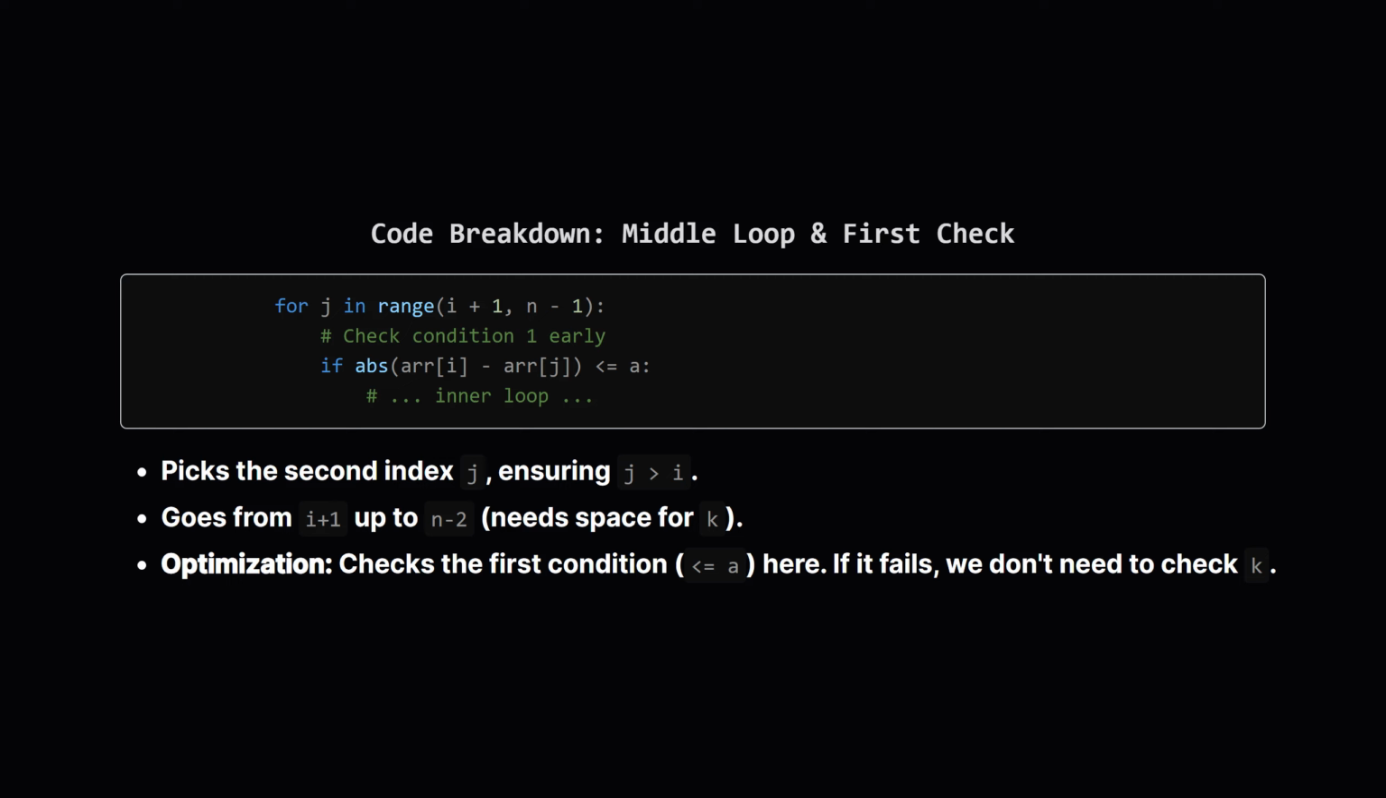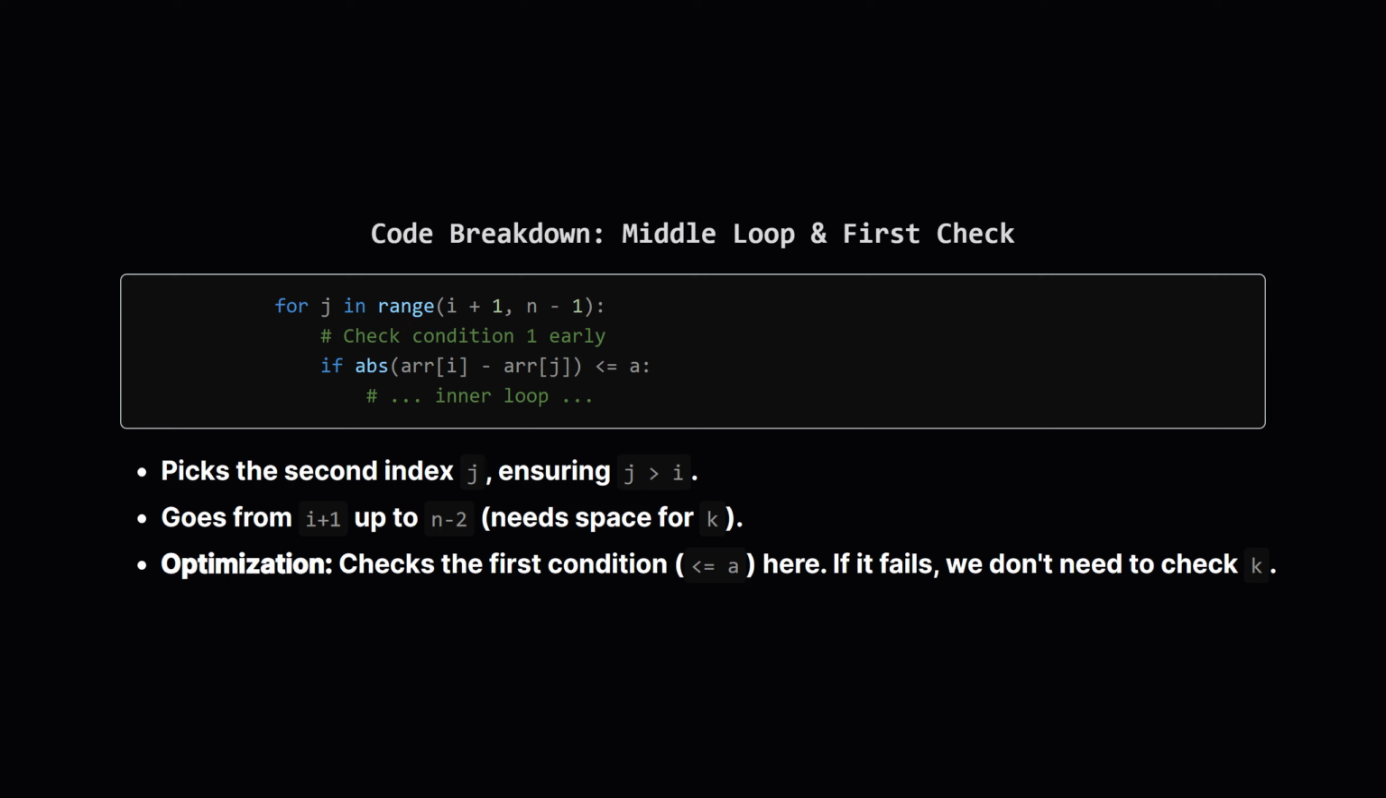Alright, inside the I loop we have the second loop. This one picks the middle index, J. Crucially, it starts from I plus 1. This guarantees that J always comes after I. It goes up to n-2, because we still need to leave 1 spot after J for K.